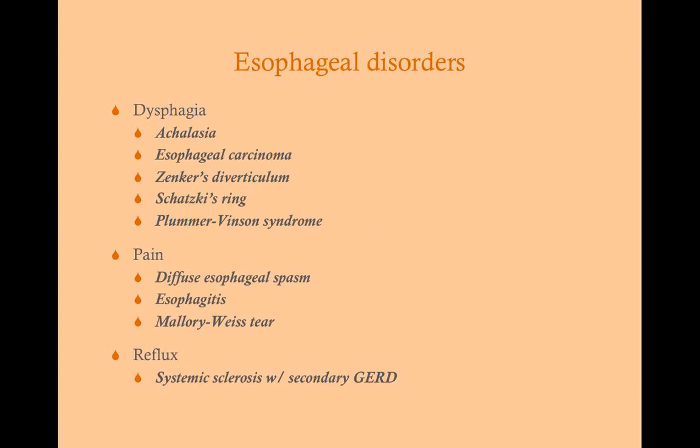Okay, so these are the classifications. This is just how I classify them, but this is how we're going to go over these. First, the disorders that primarily cause dysphagia: achalasia, esophageal carcinoma, Zenker's diverticulum, Schatzki's ring, and Plummer-Vinson syndrome. And then the disorders that primarily cause pain: diffuse esophageal spasm, esophagitis, and Mallory-Weiss tear. Mallory-Weiss tear doesn't technically cause pain, but it can be followed by something that causes pain. So that's why I put it in that category. It doesn't really fit with anything else.